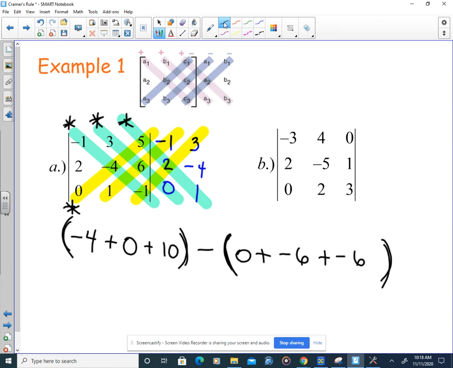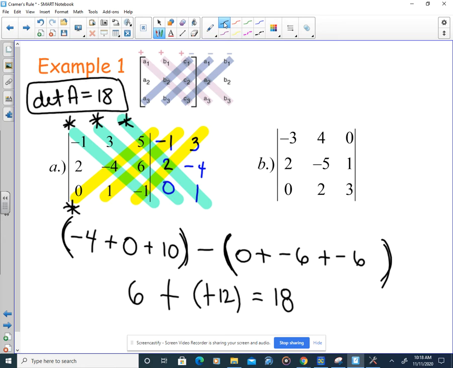So negative 4 plus 0 plus 10 is 6. Minus, what do we got here? Negative 12. So 6 minus negative 12 becomes 6 plus 12, which is 18. So the determinant, let's just call this matrix A, is 18. The determinant of this matrix would be 18.